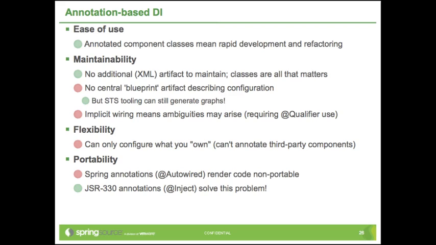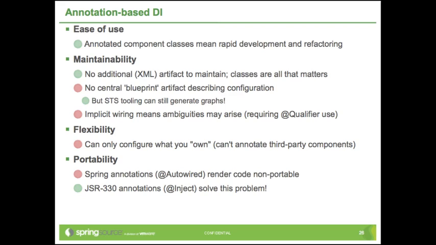And depending on how many of those cases you have, if that's the rule, not the exception, then using annotation-based DI might not feel so easy to use anymore, right? But most people just have maybe 1 or 2 of those kind of ambiguity cases, and they really get to reap the benefits, the rapid development benefits.